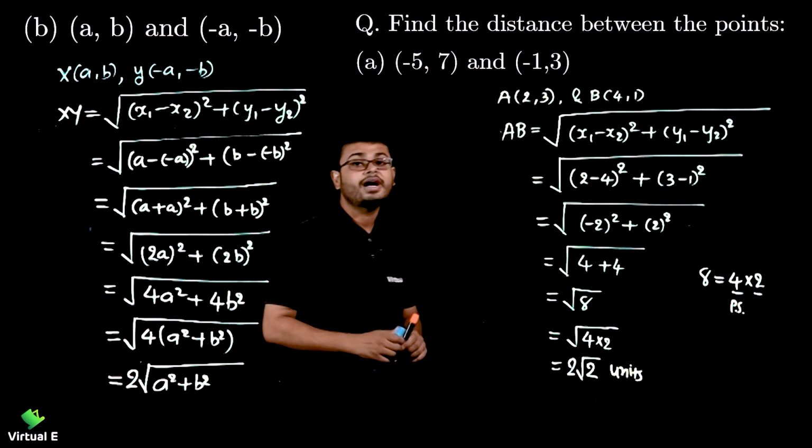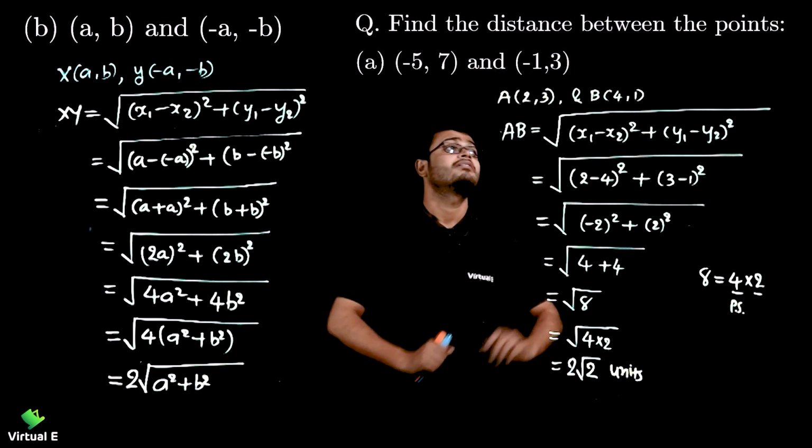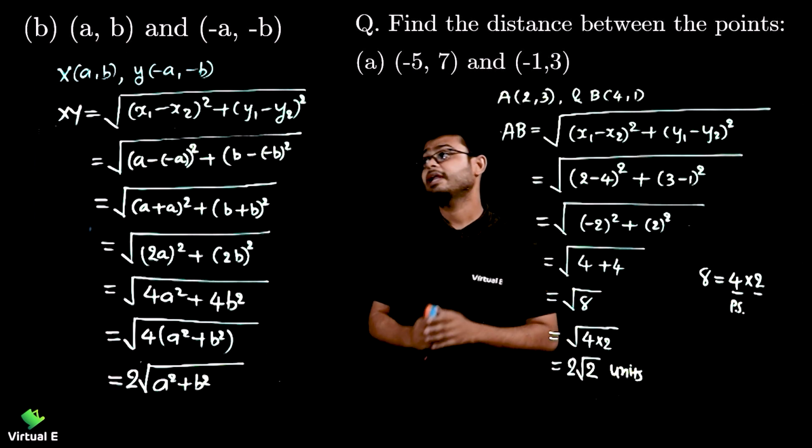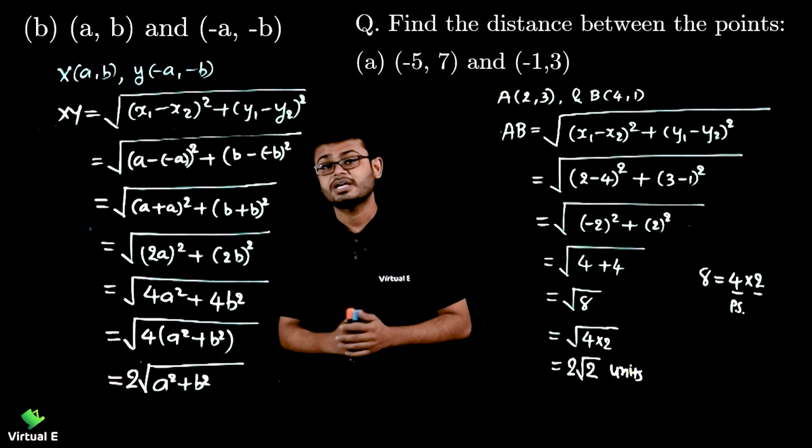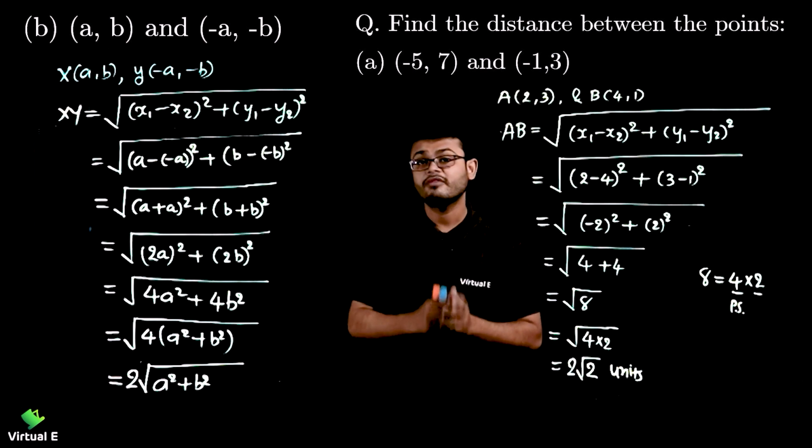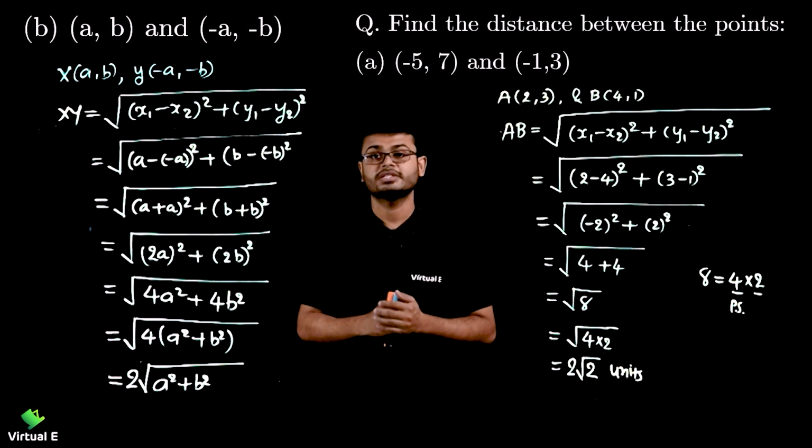So this is how we find the distance between 2 points when numerical values are given and whenever any variables are given. So this is how you find the distance between 2 points.